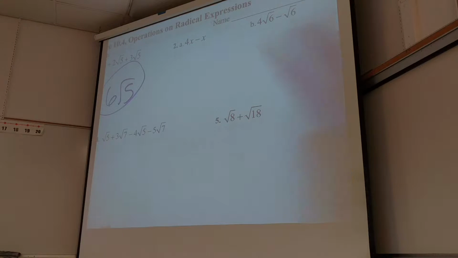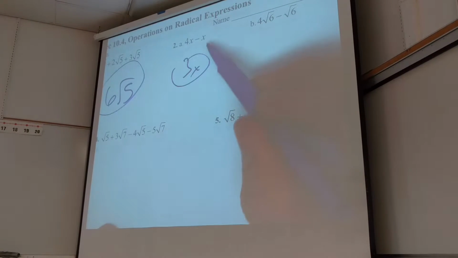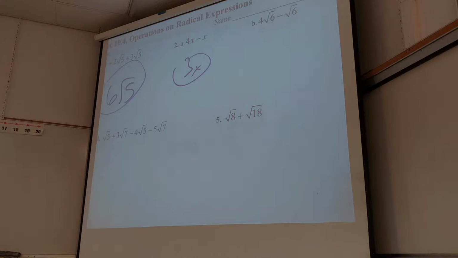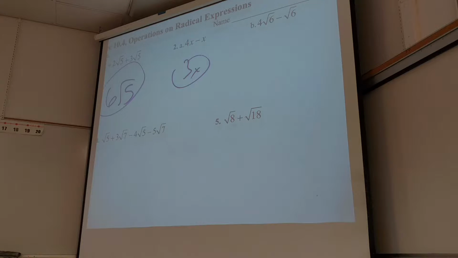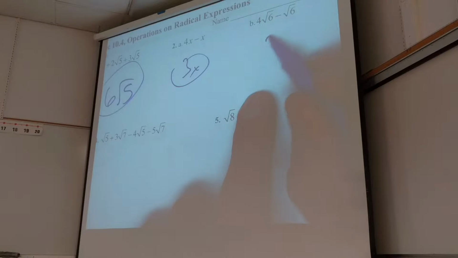So 2 is another problem like that. 4x minus x. Be very careful. If you wanted the x to cancel, you couldn't use subtraction. You'd have to use division. Right? When I subtract or add, the coefficients change. When I multiply or divide, then the parts can change or go away. Does that make sense? Some of you guys would have thought the answer would be 4 or something. No. So 4 rad 6 minus 1 rad 6 is 3 rad 6.